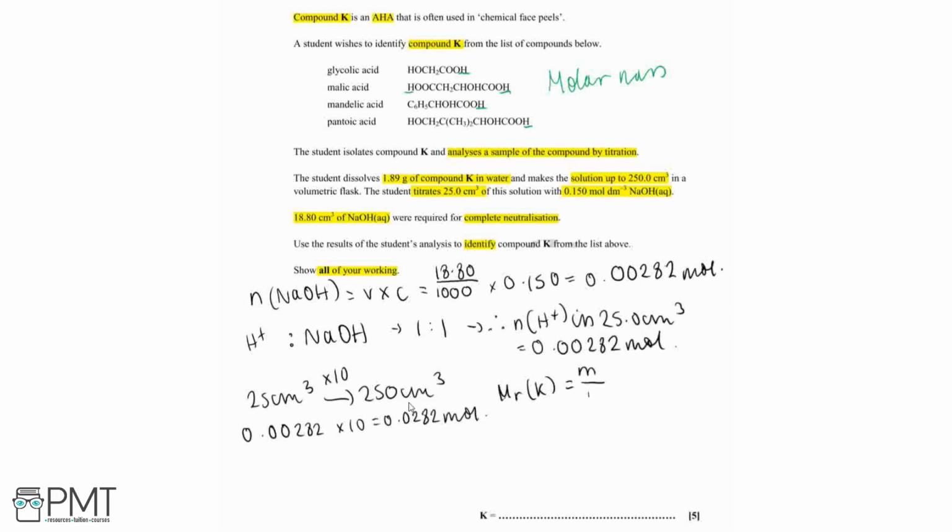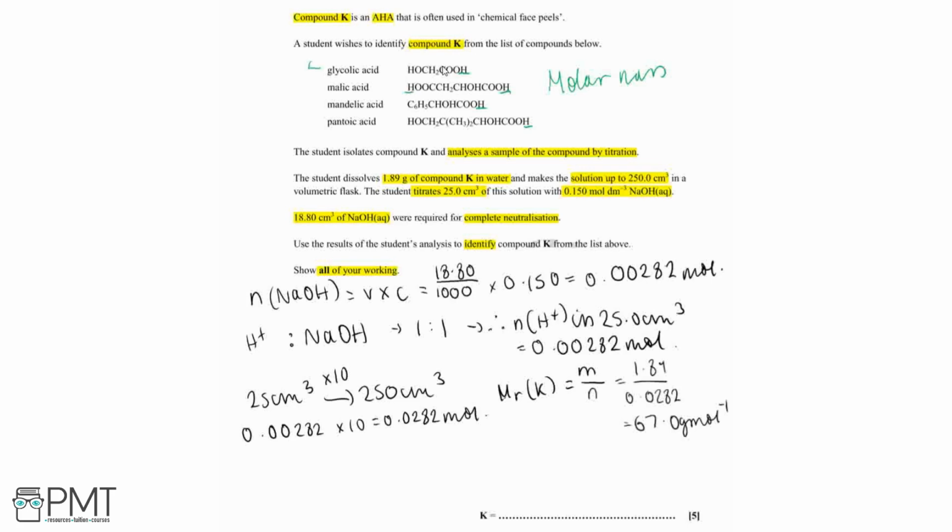Now we can work out the molar mass of K, because we've got the mass which we dissolved into the solution, that's 1.89, and we've got the moles from our 250 centimetres cubed solution. That's mass over moles, so we've got 1.89 grams divided by 0.0282 moles, and this gives us a molar mass of 67.0 grams per mole. What we want to work out is if this matches up with any of our acids from the list. Because we've got quite a low molecular mass, I'm going to start by seeing if this matches up with the smallest acid that we've got. That's glycolic acid here.